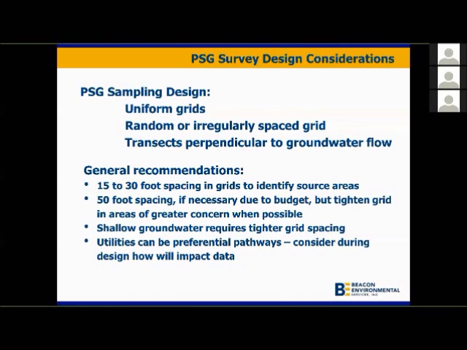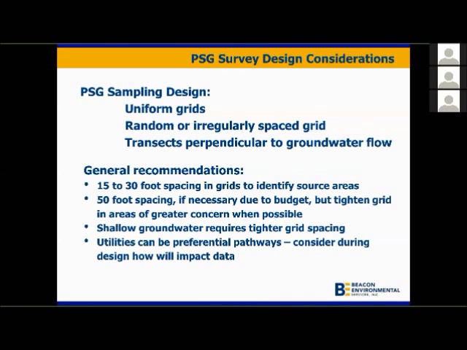The budget won't allow it. There we recommend stepping out to a larger grid, 50 foot or even larger. Make sure you still have coverage across the whole area, but then tightening up the grid in those areas of greater concern based on available site information or features that you see out in the field.